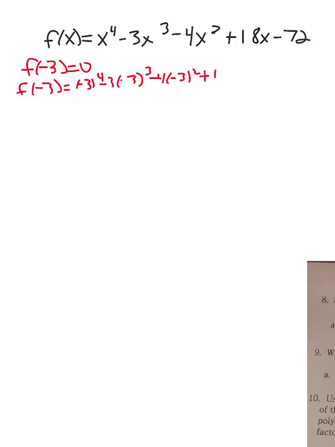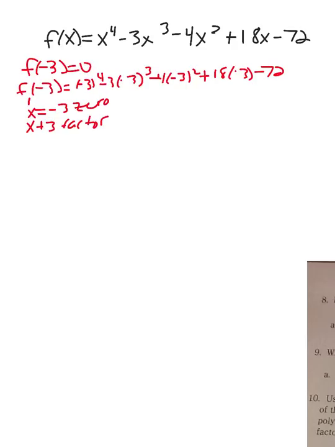All right, so you put this in a calculator, find where you think it crosses the x-axis. Looks like f of negative 3 is equal to 0. So we're going to do f of negative 3. You plug it in: negative 3 to the 4th minus 3 times negative 3 cubed minus 4 times negative 3 squared plus 18 times negative 3 minus 72. And we get 0. So I have x equals negative 3 is a 0. That means x plus 3 is a factor.